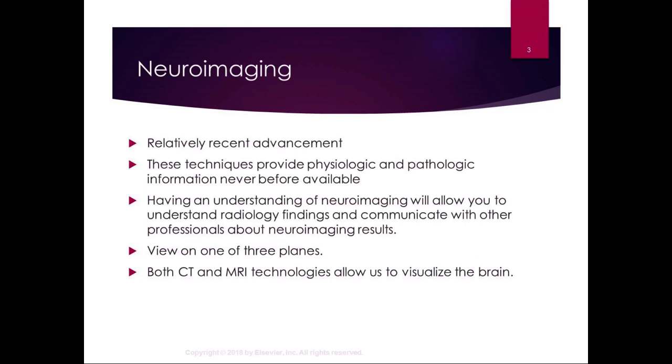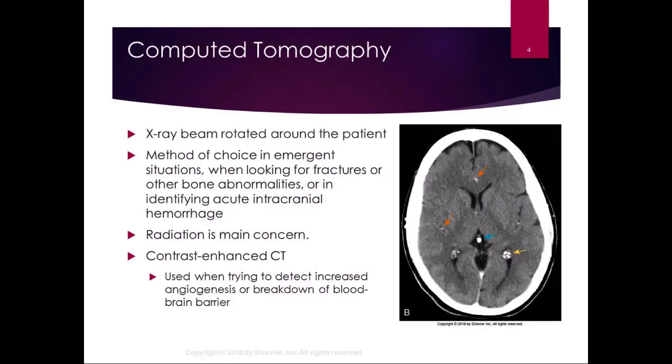Usually for the brain, we're using CT and MRI technologies to visualize the brain. So CT is computed tomography. It is an X-ray beam that's rotated around the patient, and then the computer forms a 3D image, which is really cool, actually. You can scan right through the image like you're slicing through the brain and see all sorts of cool stuff. It's the method of choice in the emergency department or in emergent situations where they're looking for fractures or other bone abnormalities, or identifying acute intracranial hemorrhage. The main concern is that it exposes the patient to a lot of radiation.